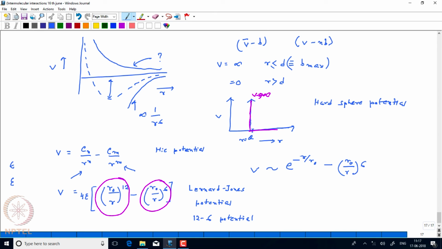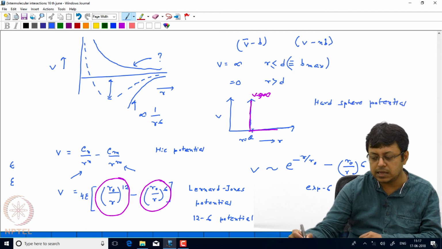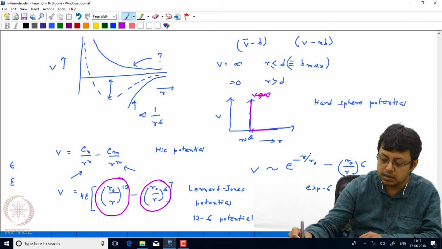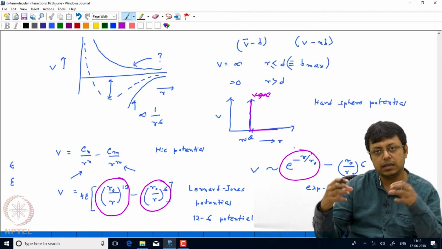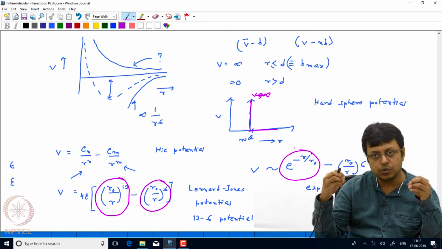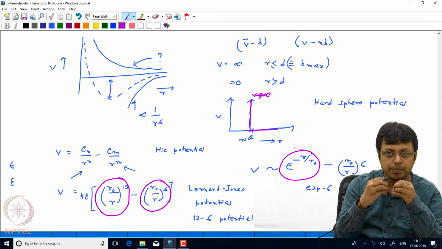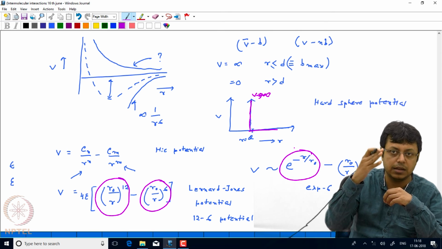If we have the potential of this form, this is known as the exponential 6 potential, because the first part is exponential, and then the second part is 1 over r to the power 6. So, these are all different models, and this exponential potential is actually a better model of the repulsion, because you can think that when two electrons come closer together, their orbitals interact, and you know how the orbital energies go.